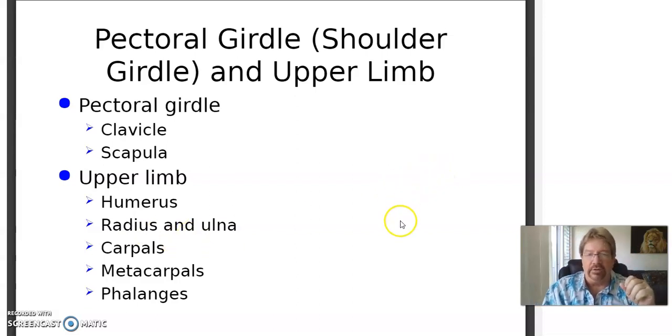We have 8 bones in the wrists called carpal bones. Each one has an individual name. You don't have to learn them. The long bones that run through the palm of our hands are called metacarpals. And then the bones that make up our fingers, and thumb is a finger, by the way, it's the first finger, are called phalanges.